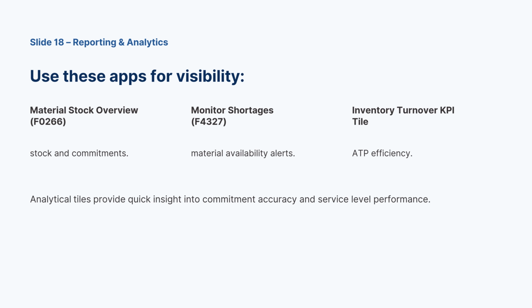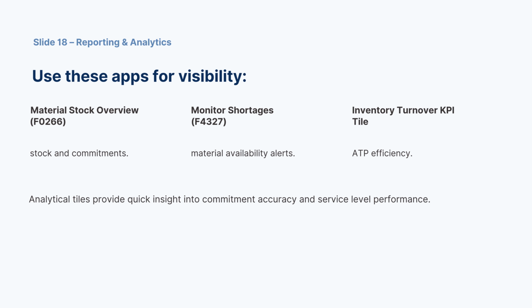Reporting and Analytics. Reporting ensures configuration integrity. Use Material Stock Overview F266 for stock details, Monitor Shortages F4327 for supply gaps, and Inventory Turnover KPI for ATP efficiency. These analytical tiles help planners visualize stock commitments and identify bottlenecks early in the planning process.